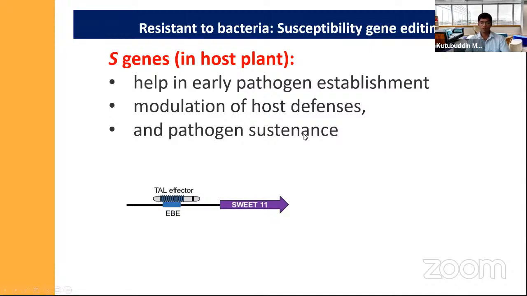So coming to the same story that I told you about the SWEET one. This SWEET actually is a susceptibility gene, which you also heard about from Solanke. He talked in one of his slides about susceptibility genes that help in early pathogen establishment. This gene is present in the host plant, but it helps the pathogen for establishment. And it also helps in modulating the host defenses, meaning it reduces the host defense. And then it helps in pathogen sustenance, like this SWEET one helps by transporting sugar for the bacterial benefit.